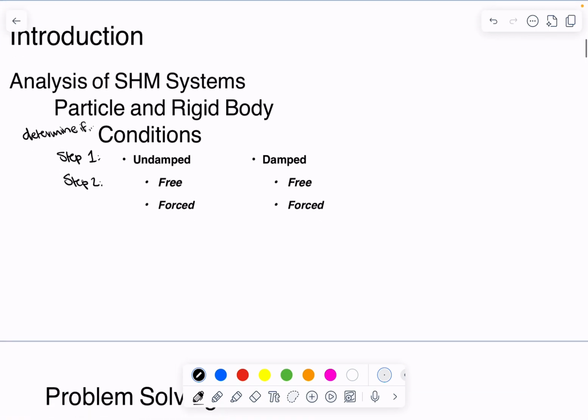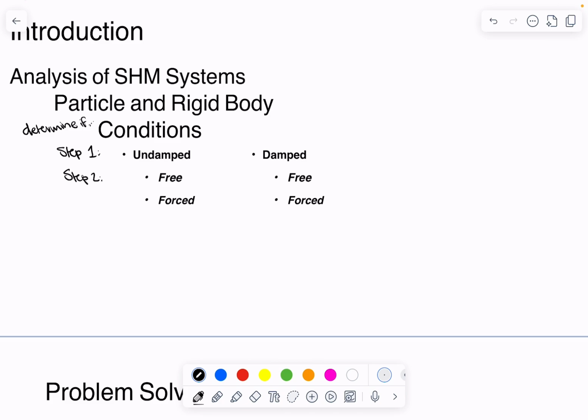So when looking at a problem, you want to first determine if the system is undamped or damped, and if the motion is either free motion or forced motion.